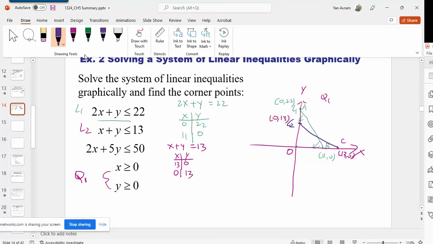All right, so let's see, using 0 and 0, 0 plus 0 is less than or equal to 13, right? I'm using the testing point 0 and 0 since this point is not on the line, so I can use that. That is also true. So that means this inner part is the solution. So now we limit this one a little bit inside here, okay?